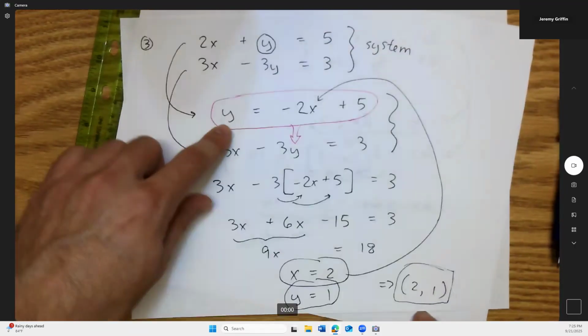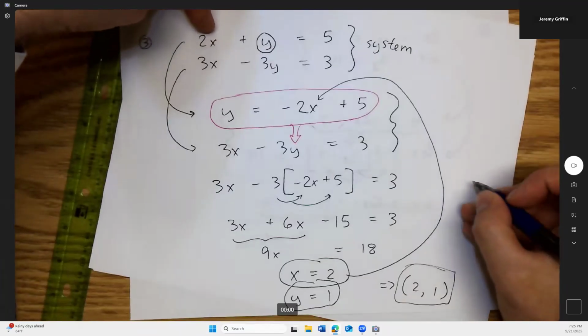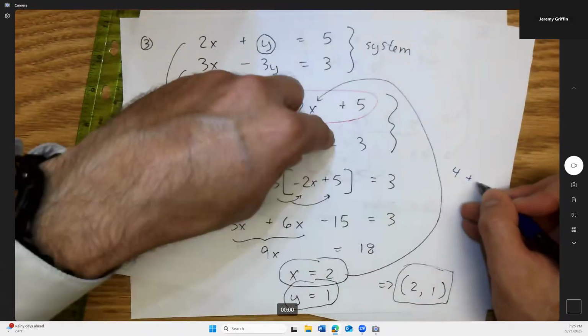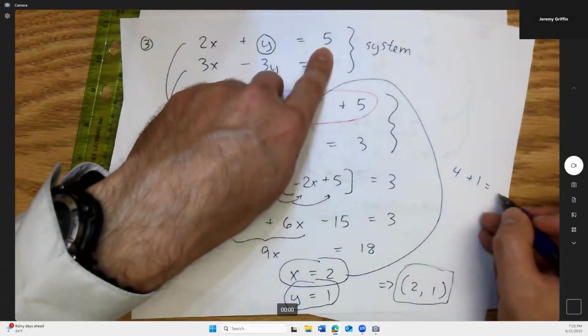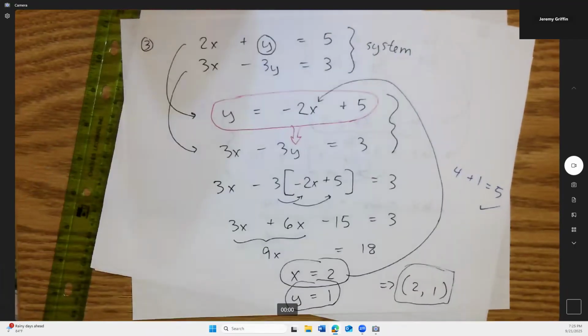All right, last check. Does that work up here? If I plug in 2 for x, that's 2 times 2 is 4. Drop that down, plus y, which is 1. 4 plus 1 is 5. Yep, that's 5. Check. It works. All right, so we're definitely good. Boom. Got one to work.